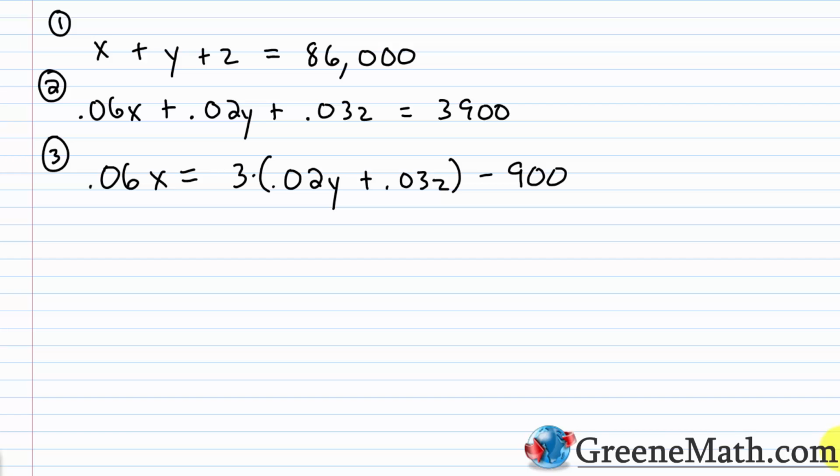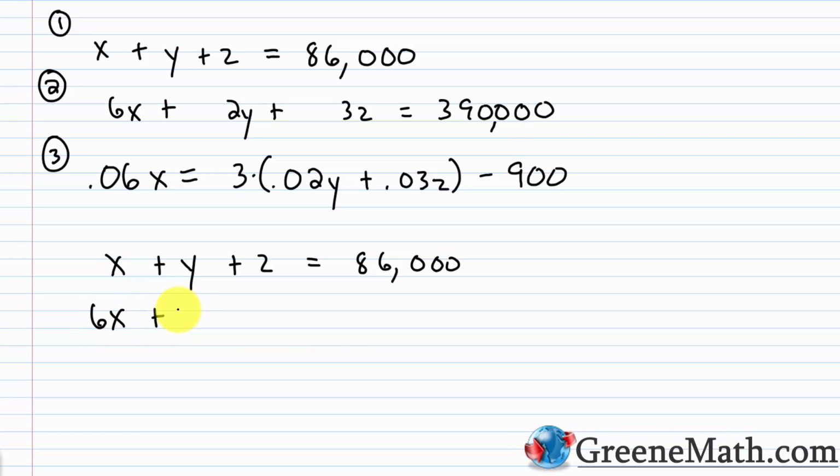So let me just start with equation 1 and equation 2. Equation 1 is x plus y plus z equals 86,000. Equation 2, we have 0.06x plus 0.02y plus 0.03z equals 3,900. Now to make this easy, I can multiply both sides of this equation by 100. Every decimal point would go over to the right by 2. So this would be 6x plus 2y plus 3z equals 390,000.